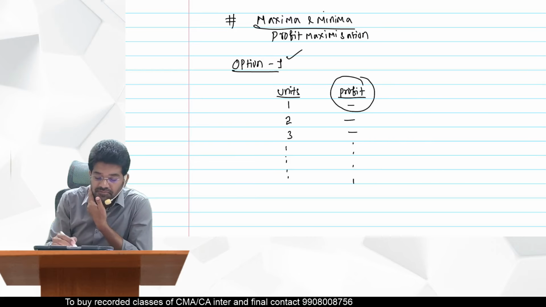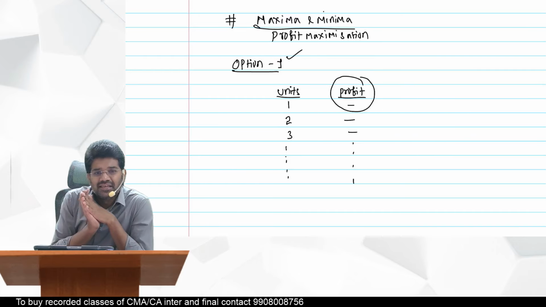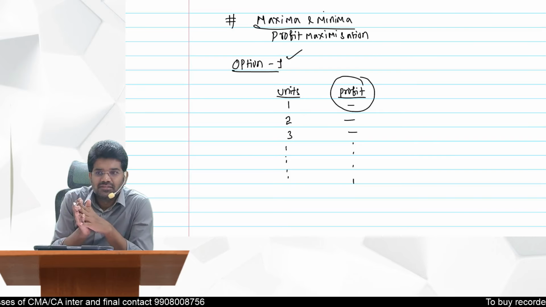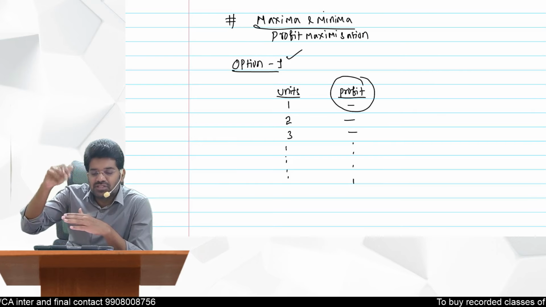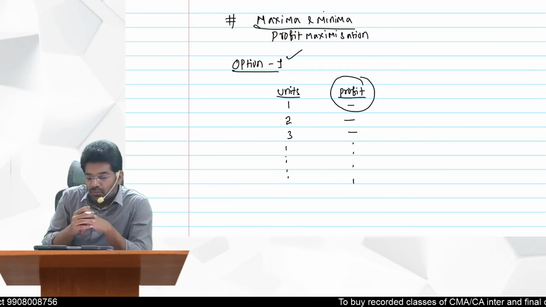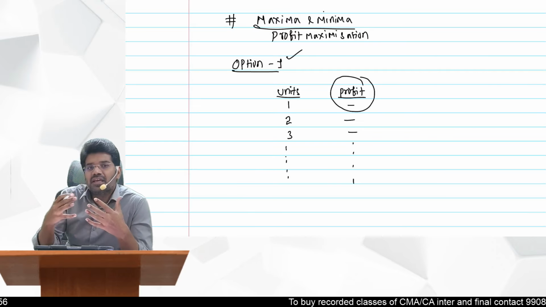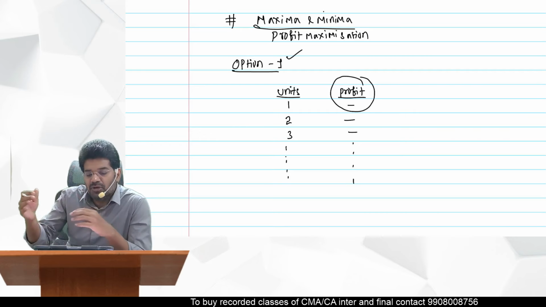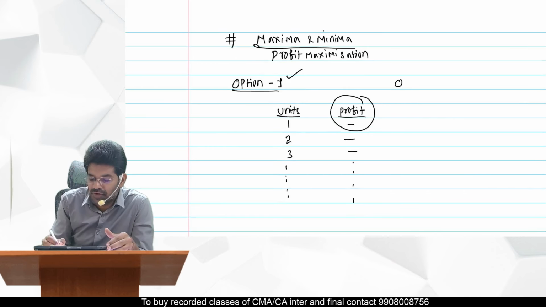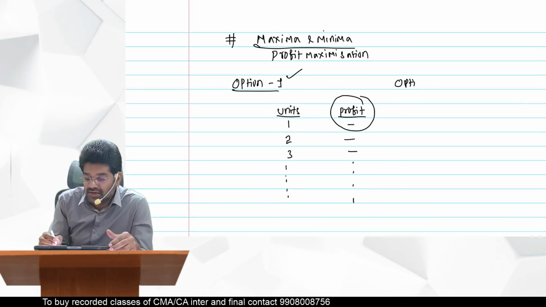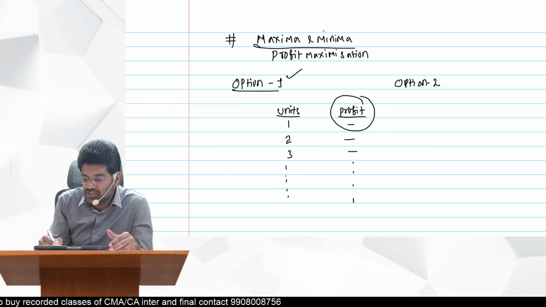This is one option. But the problem is, we can calculate only a limited number of things. In the days during which this concept was introduced, that was a time-taking process. Hence option number 2 available for us is a fantastic innovation in this mathematical world: derivatives. Option number 2 is we can use derivatives for this.